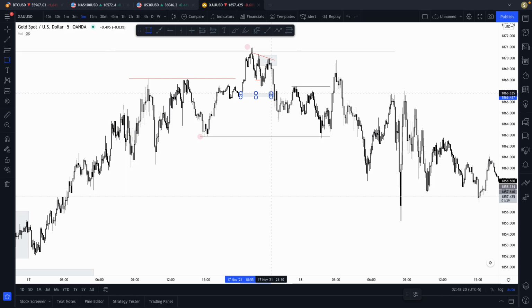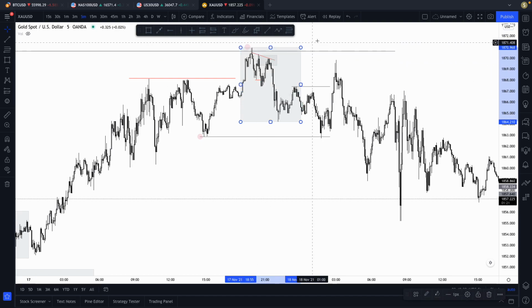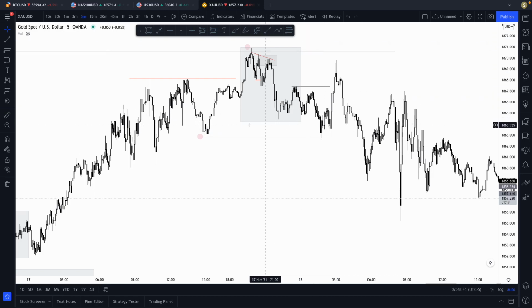Let me do something like this. All this area was the Asian range story. Until my entry, where I took my entry, was inside the Asian range. But what do you see? The market just came and ran the Asian range first.